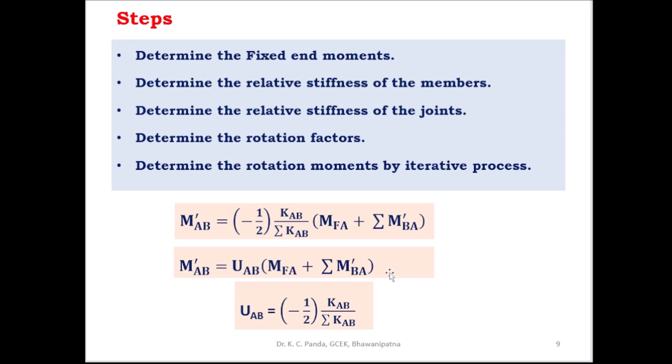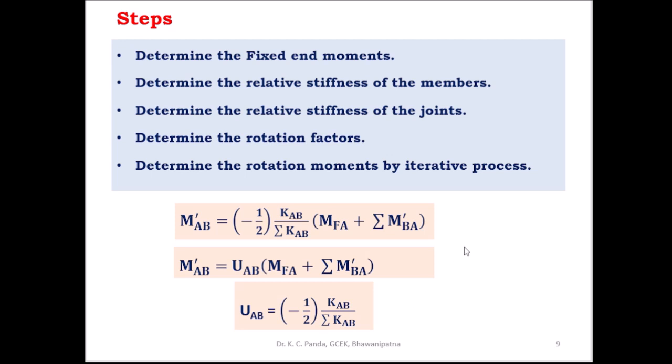Again, after getting the rotation moment, you go for the third cycle, and the rotation moment you got from the second cycle you use in the third cycle. In this manner you find the near end rotation moment of the ends of the members. You stop the iteration process when the values of both cycles are the same. Then you take the last value, that is the rotation moments of the frame.